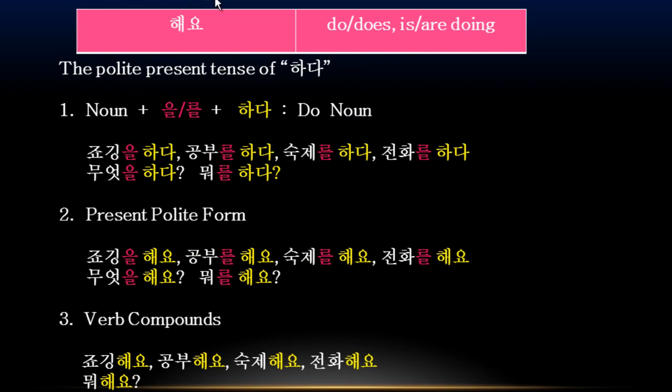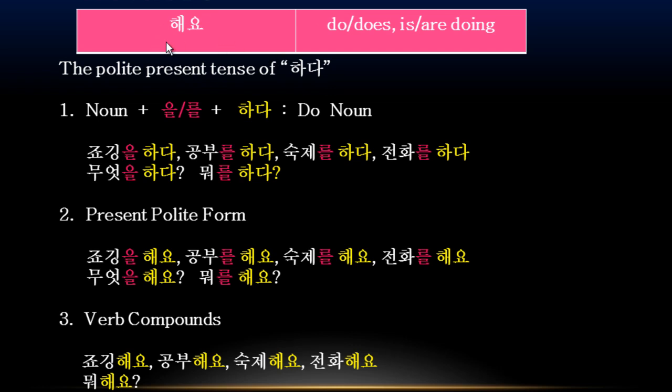Okay, and the verb do. It's probably the most important verb in the entire Korean language. The base form is 하다, which means you would look up this word in the dictionary using this form, 하다. All the Korean verbs end in 다. And the present polite form is 해요.